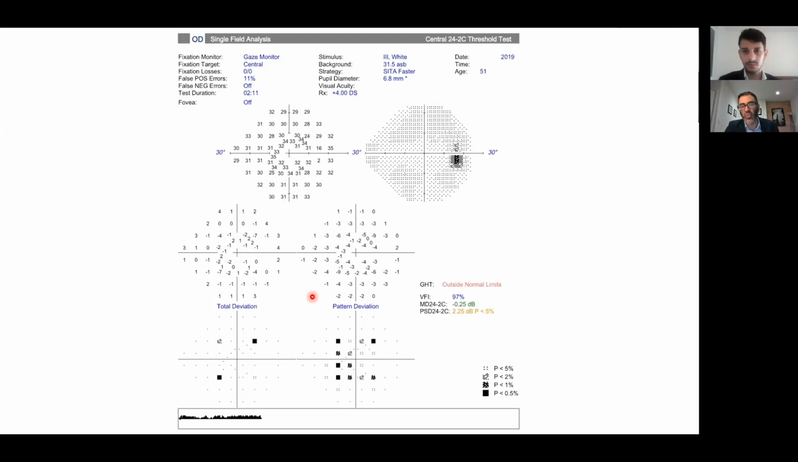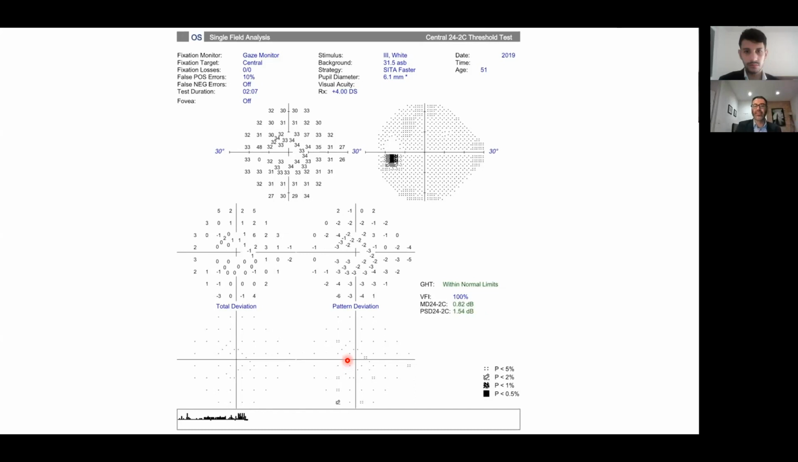So I think it is worthwhile to run a 10-2. But as you can see here, we do see a few defects that I think are suspect. I think it's worthwhile to have a look at. The other eye, on the other hand, as you can see, looks pretty good for the most part. So it is one of those things where I don't see that defect, or at least a significant defect, on that side.